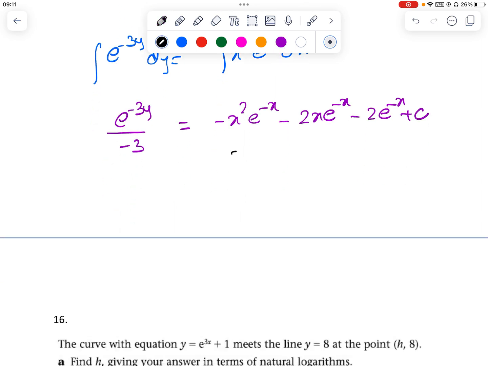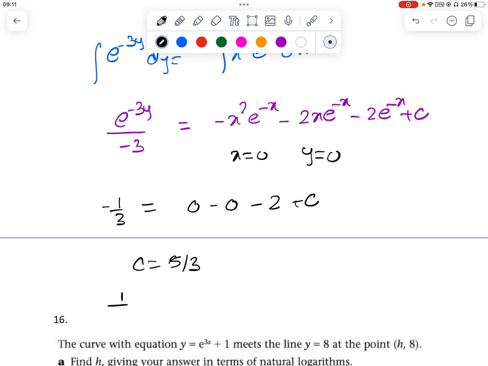Now x equals 0, y equals 0. So negative 1 upon 3 equals 0 minus 2 plus c, which gives me c value as 5 upon 3. So what will be my final answer? 1 upon 3 e power negative 3y equals, minus minus cancels, x square e power negative x plus 2x e power negative x plus 2 e power negative x minus 5 upon 3.